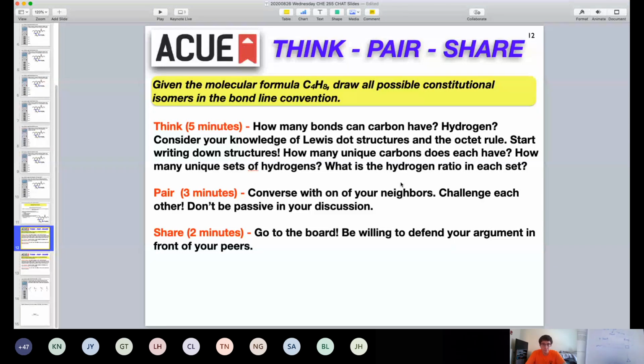So I apologize for the document camera. Hopefully it's auto-focusing now. Is it focused enough that you can see what's happening?